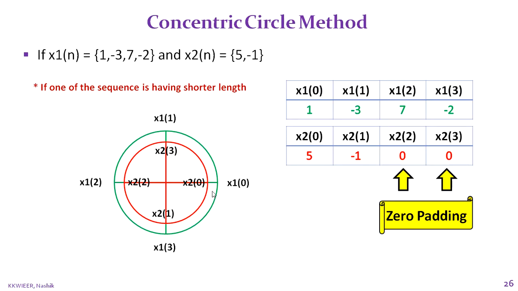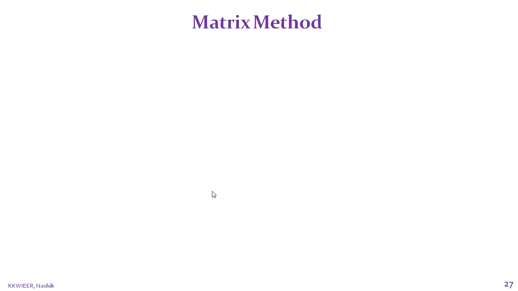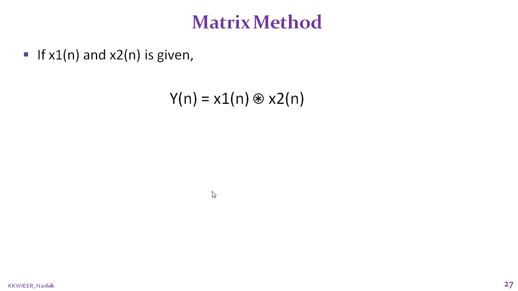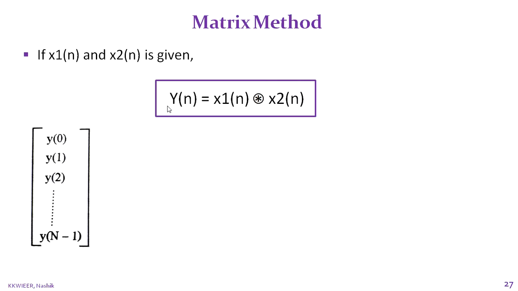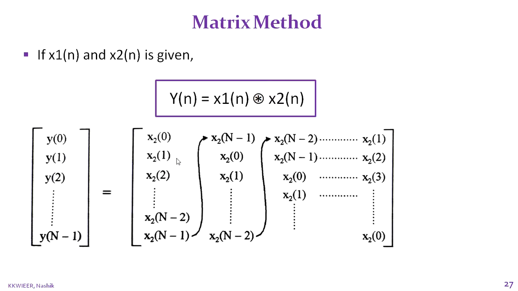Let us see the second method, that is the matrix method. In this, if x1 of n and x2 of n are given, then y of n can be calculated as the circular convolution of x1 of n and x2 of n. So how to write it in matrix fashion? y of n can be given as y of 0 to n minus 1. x1 of n can be given as, this is a matrix method, this is a circular convolution method. So the sequence that is in the last will go on top.